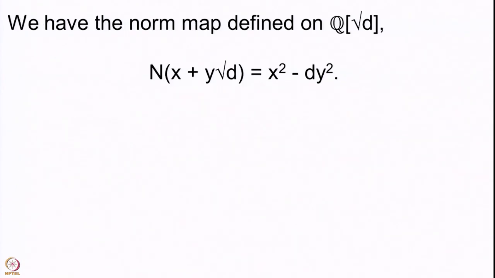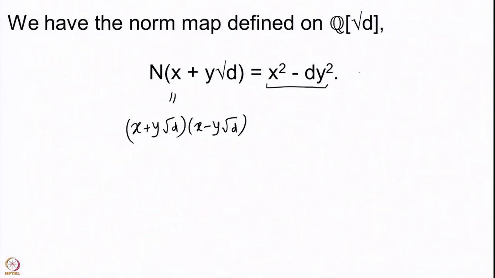There is another way to see this. We have this norm map defined on Q root d. What does the norm map do? Note that this is nothing but x plus y root d into x minus y root d. If you take the product x plus y root d into x minus y root d, we get x square minus d y square, which is what we have, and the coefficient of root d happens to be x into minus y plus y into x. So, it is x y minus x y and that becomes 0.